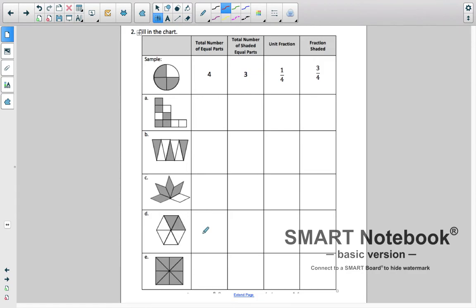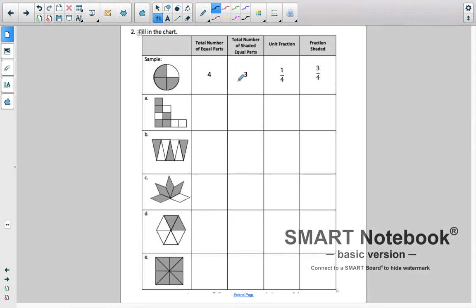All right, now we've seen this chart in Lesson 6 of Module 5 before, so this should look very familiar. So let's look at the sample. It shows us a shape, a circle, and it says the total number of equal parts. So the total number of equal parts for this circle is 1, 2, 3, 4. There's 4 equal parts, so they labeled 4 here. Now it says the total number of shaded equal parts, so they counted the shaded parts. 1, 2, 3, and they put 3 here.